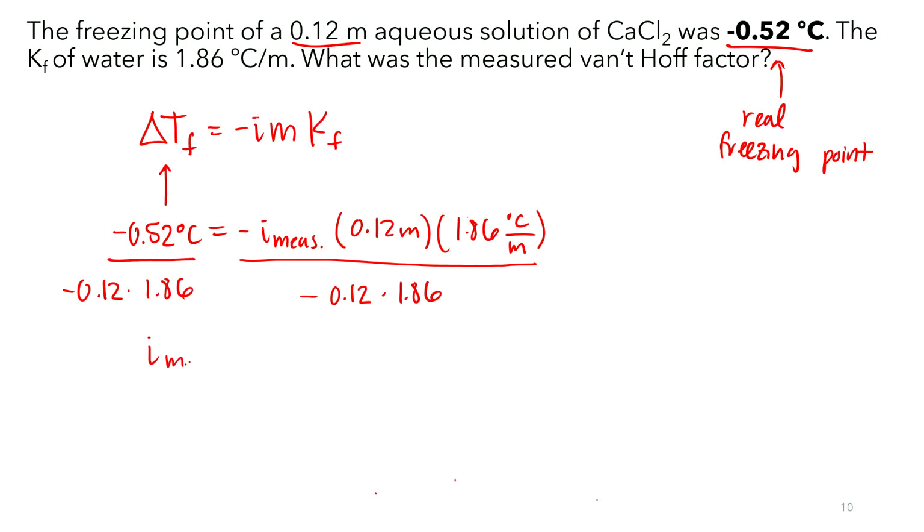I got an I measured of 2.33, okay? And then I'd stop myself and I'd be like, oh, does that answer make sense? What was the expected Van't Hoff factor for this salt? Yes, good. 3. Calcium chloride, I would expect to split up into, if it dissolved, Ca2+ and then 2 Cl minuses, right? So 3.